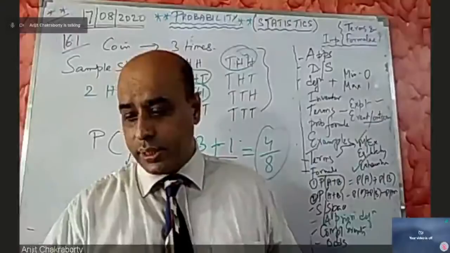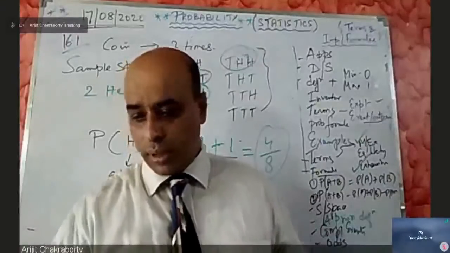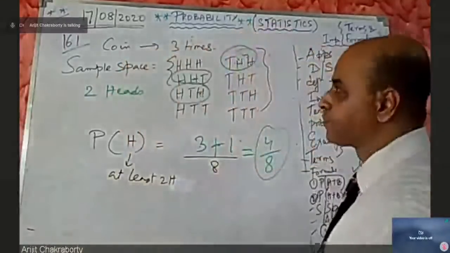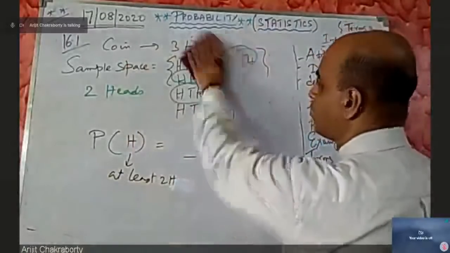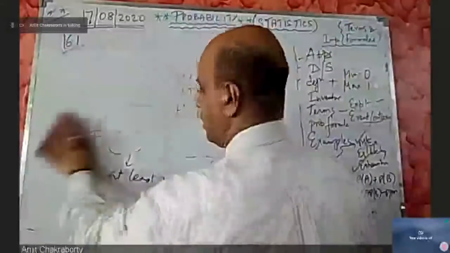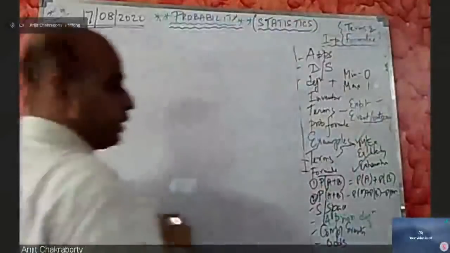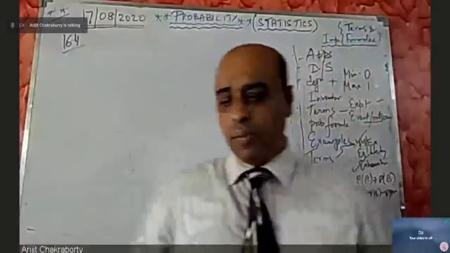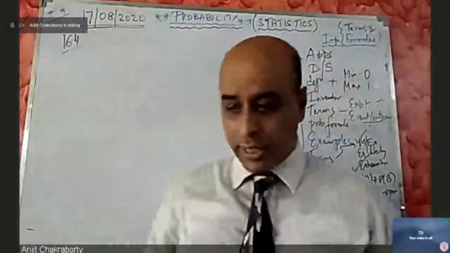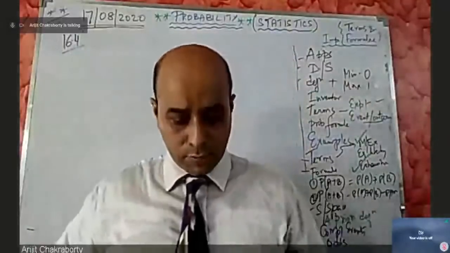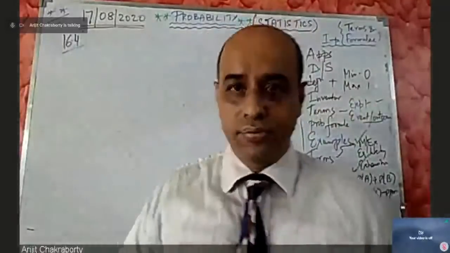Now we take example number 4, and this is on cards. Okay, so let's take 16.4. Now, the question is, what is the chance of picking a spade or an ace, not of spade, from a pack of 52 cards?